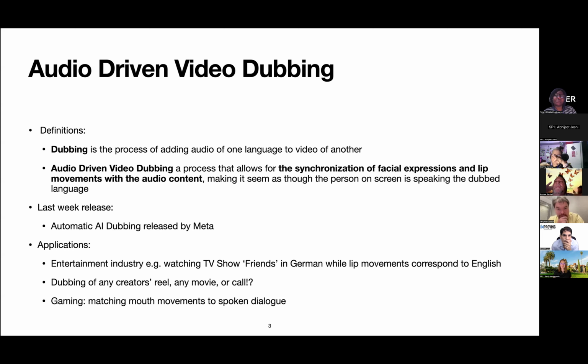And audio-driven video dubbing is a process that allows the synchronization of facial expressions and lip movements with the audio content. So that, for instance, if the show is recorded in English, and in some countries, such as Spain and Germany, they always do dubbing, meaning there are no subtitles, but they use their own local actors to speak over the video, so they get speech in the native language, whereas usually the actors' mouths move as corresponds to the original language. That was the case in Germany and Spain.